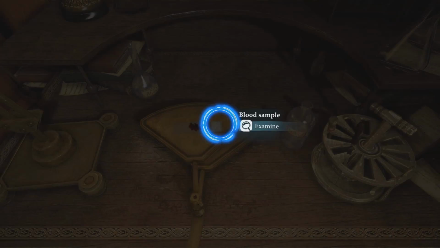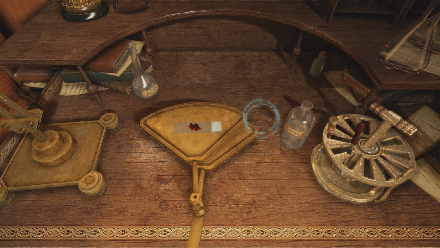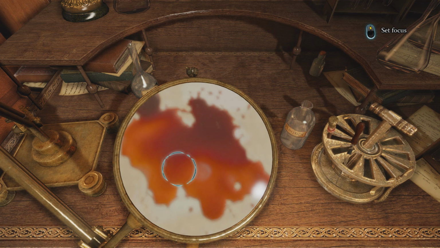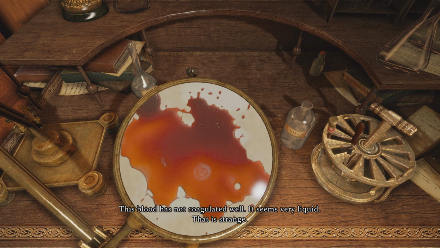Analyze the blood. Acid peroxide. Alright. Let us analyze this blood sample. Set focus. There's a white thing. This blood has not coagulated well. It seems very liquid. That is strange. Let us see what is inside it.